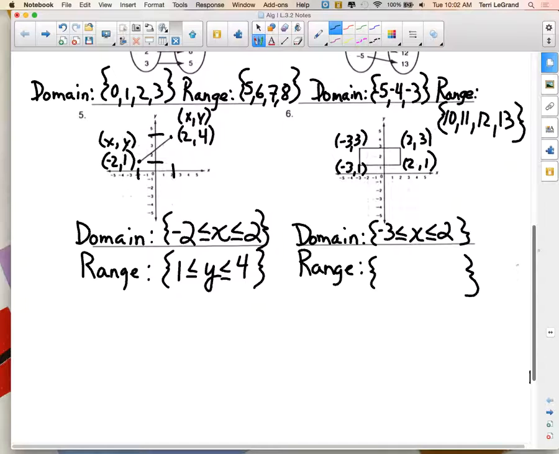You should. Because look at right here. It doesn't go any further than -3 on the x-axis. It doesn't go any further than +2 on the x-axis. Yep, we got it. Okay, how about the range?